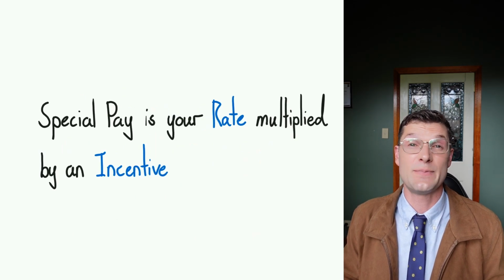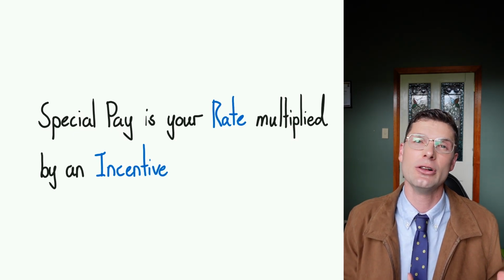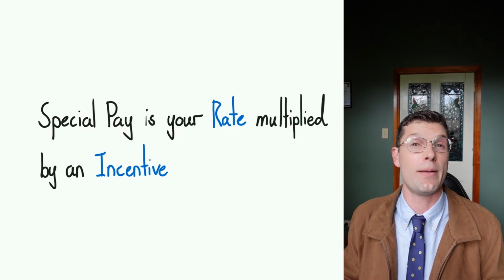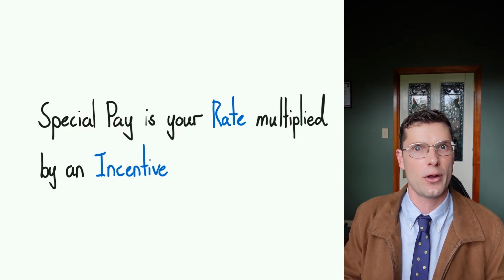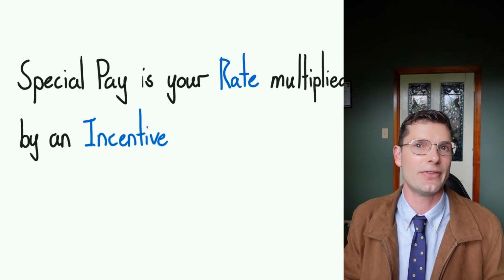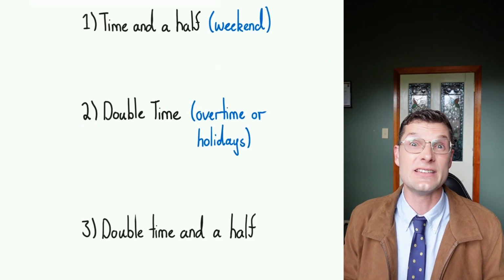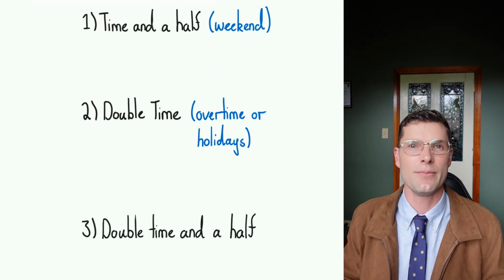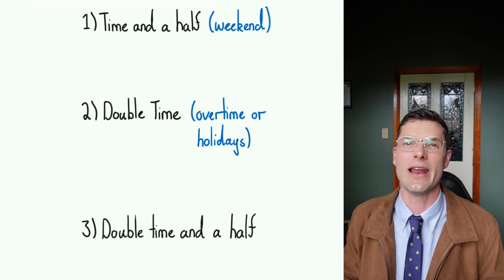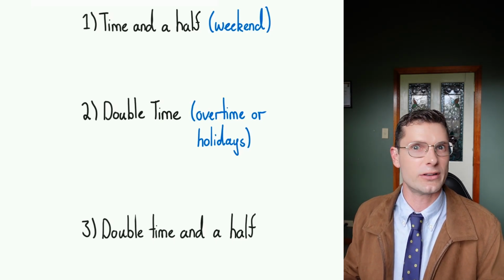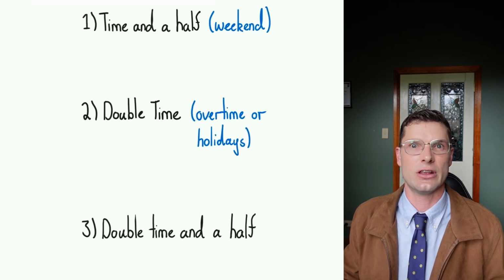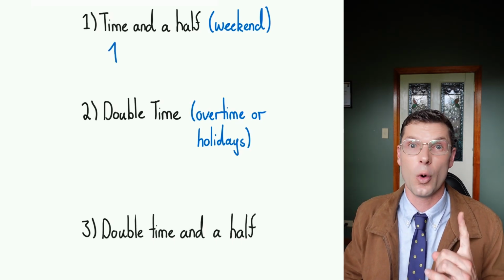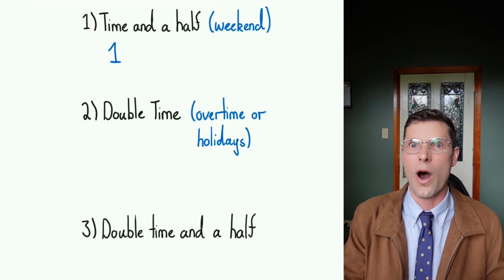The way that we work out special pay is that we take our original hourly rate and multiply it by the incentive. The incentive is usually 1.5, 2, or 2.5, and we're going to see the language about that in this next example. The common incentives are time and a half, double time, and if you're really lucky, double time and a half. The way we work out what to multiply our hourly wage by comes from what these actually mean. The time is the one thing that we work, so that is 1.